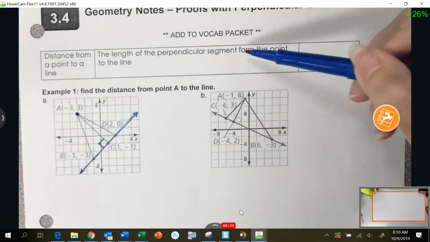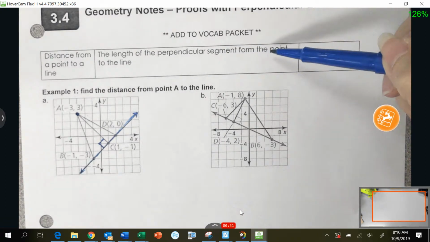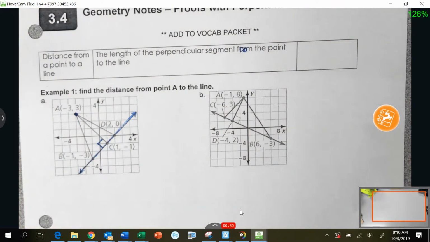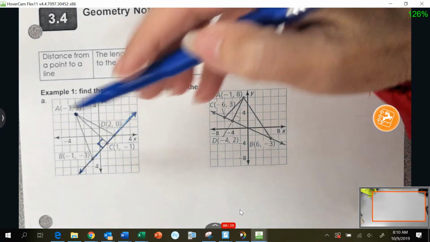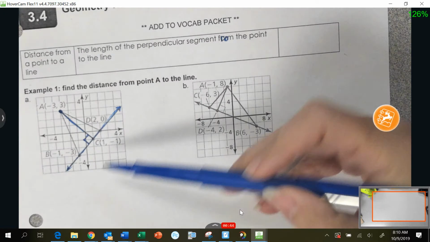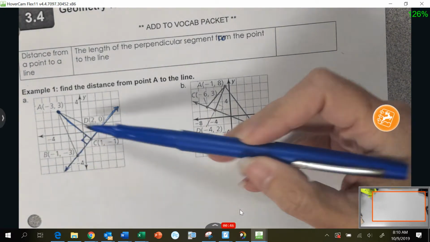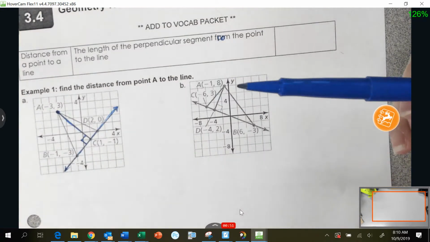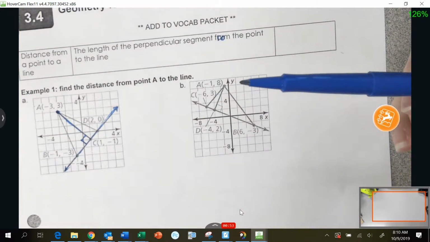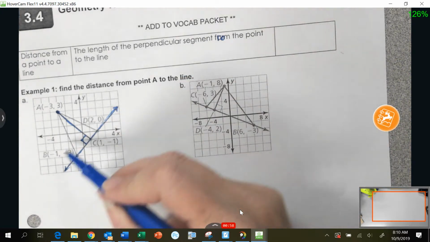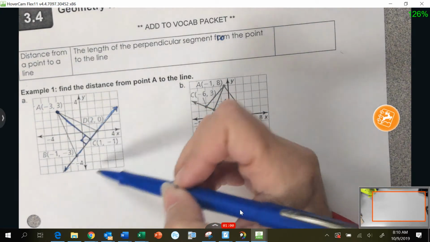The length of the perpendicular segment, I think this should say from the point to the line. That would be the distance from a point to a line, is you need a perpendicular segment. So when you look at this picture, there are three given segments here, and you have to decide which one of those is going to be the distance from the point to the line. Can somebody name which segment we're finding the distance or the length of? Which segment?